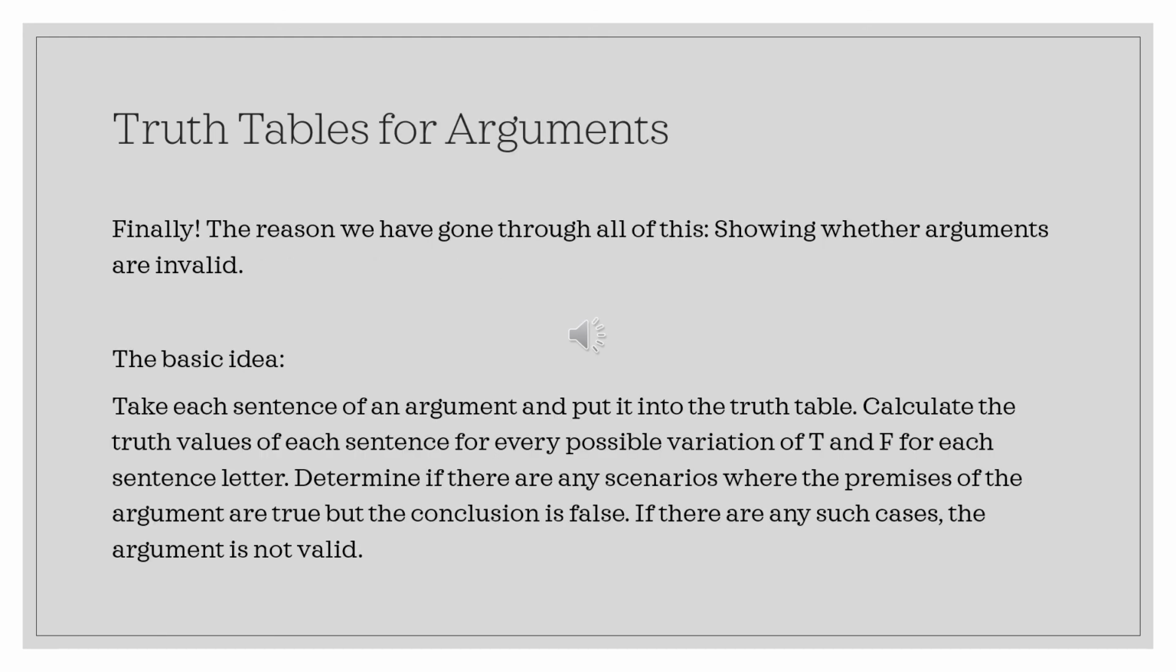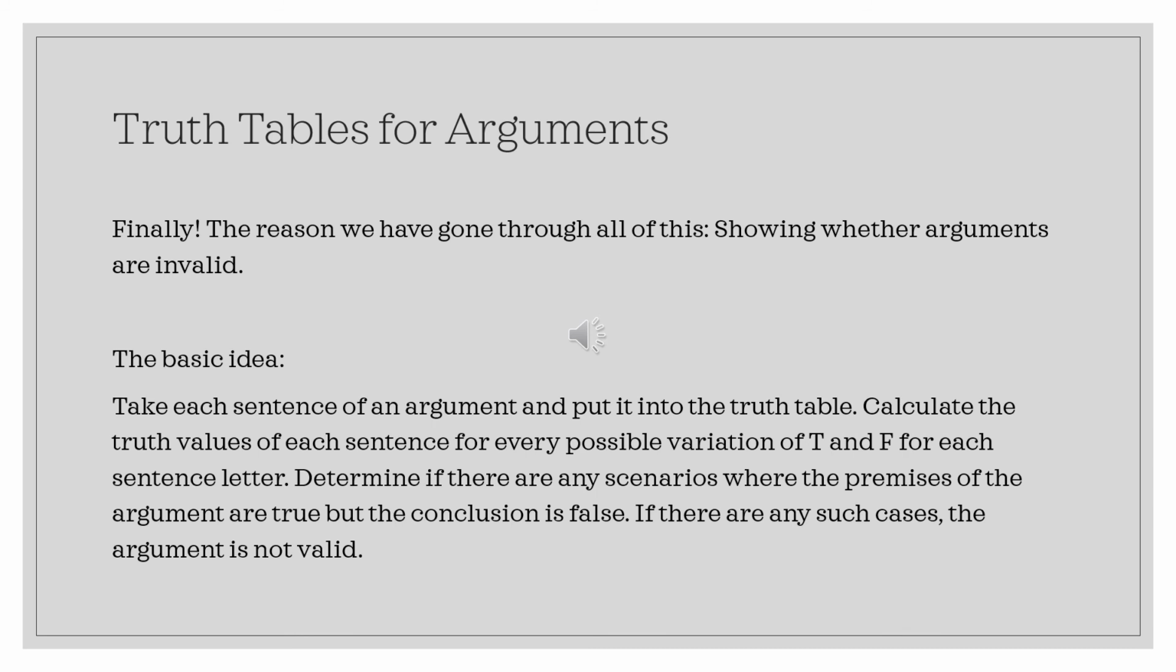All right. Finally, we're on the home stretch for what the purpose of all of this ultimately is. The reason that we've gone through all of this is that once you come to recognize what's going on here, you'll be able to show whether certain arguments are invalid just from using the truth table method. The basic idea is this. We can take each sentence in an argument and run it through the truth table. Then we can calculate the truth values for each of the sentences given every possible variation of true and false for each sentence letter.